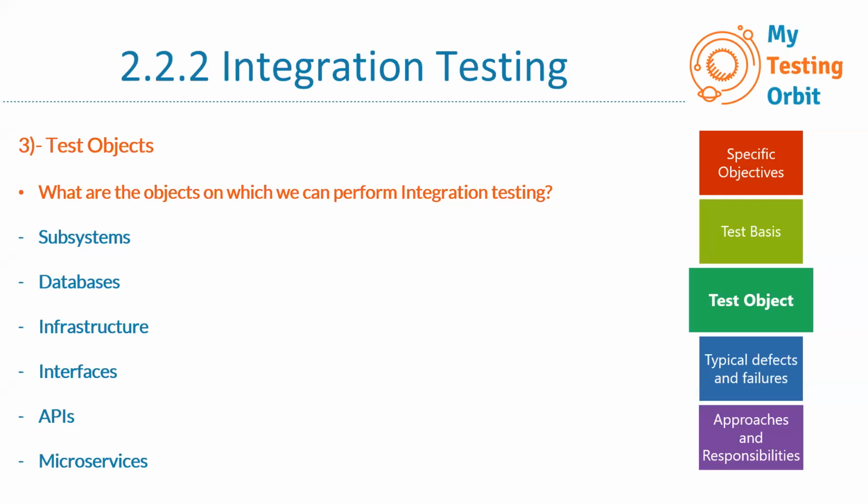The last one is microservices. We already covered what microservices are earlier. We know that these services can be deployed and maintained individually. How these services interact with each other is what is tested in integration testing. So with that, we have also covered the test objects of integration testing.